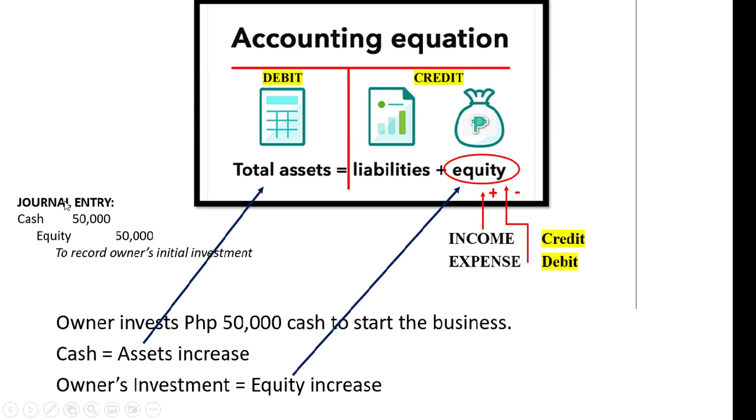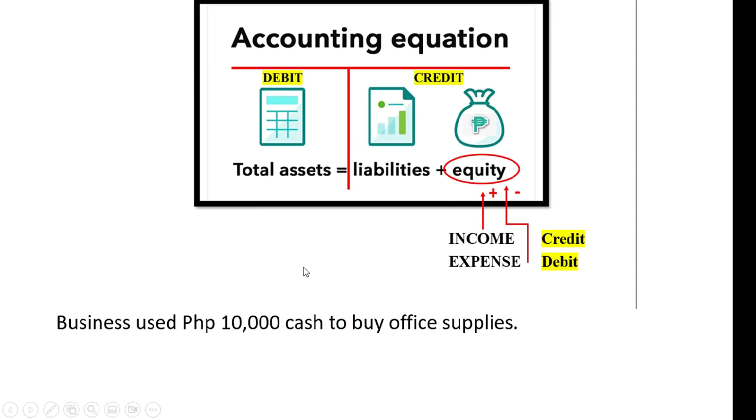So you can see here, cash is debited. Why? Because it is an asset and the asset has increased. So what again increases asset? That's debit. Equity, on the other hand, increases. So to increase equity based on this T account, it's a credit, right? So credit equity 50,000. Okay, let's try another one.